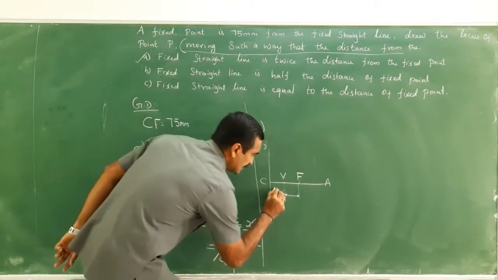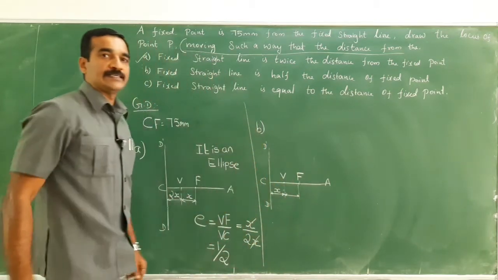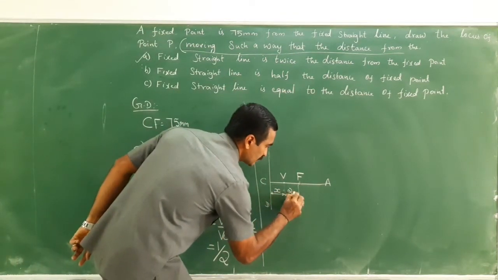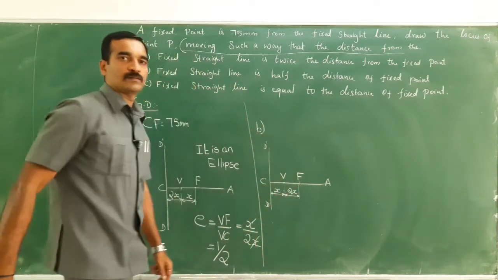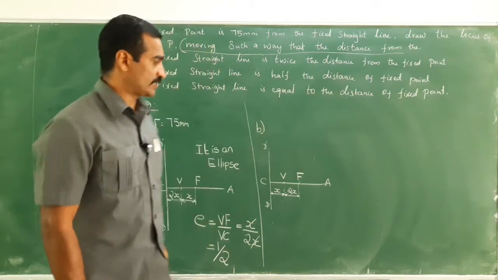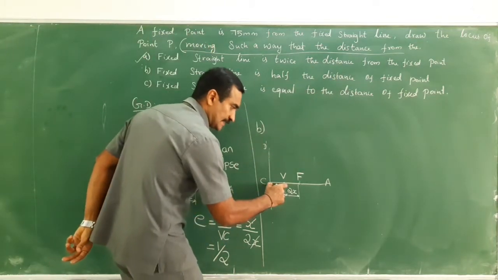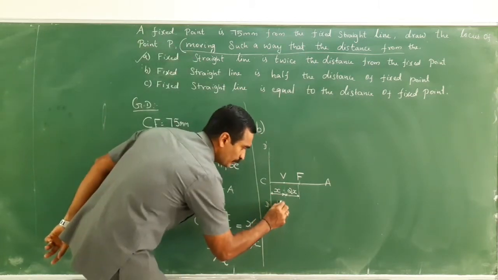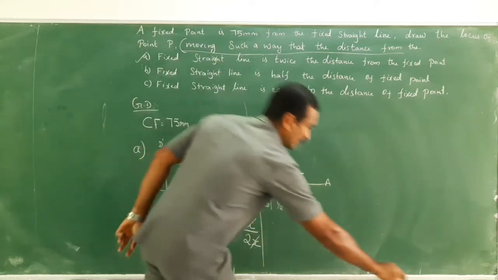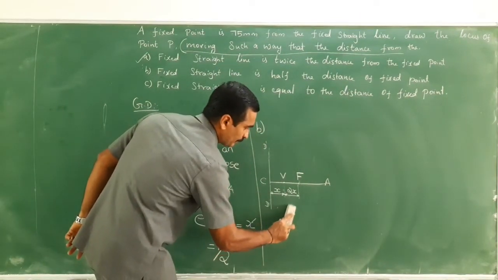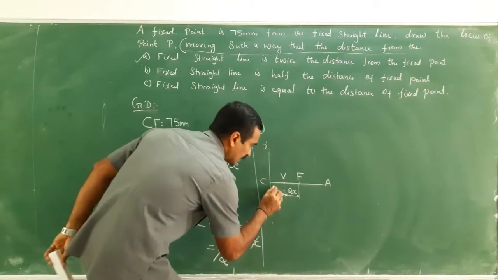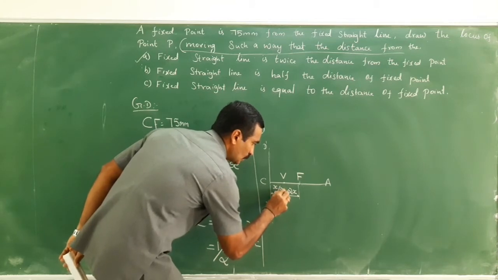If this is x, assume this is x, this could be 2x. Correct? So, the fixed straight line is off from the distance of the fixed straight line. So, if this is x, that is off. If this is off, this could be 1. So, that is why I mentioned here x or 2x, or otherwise I can mention here as x by 2, that is off.